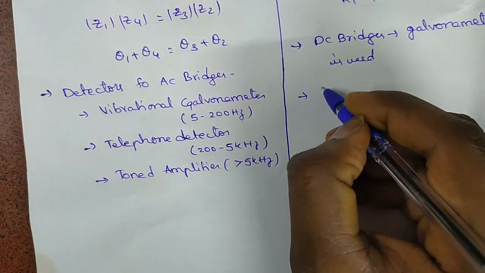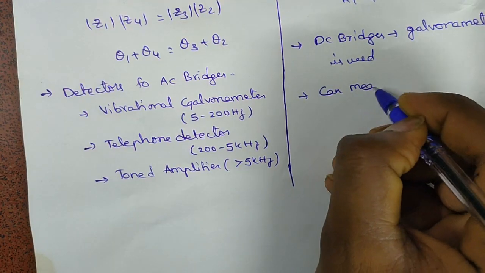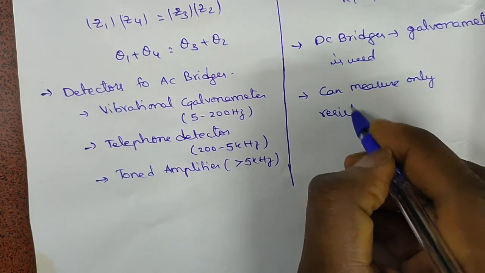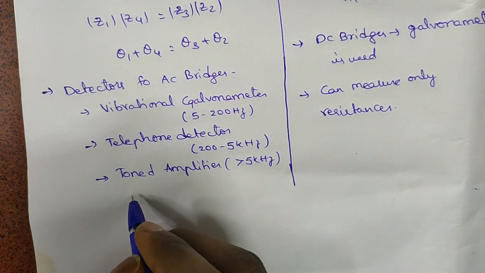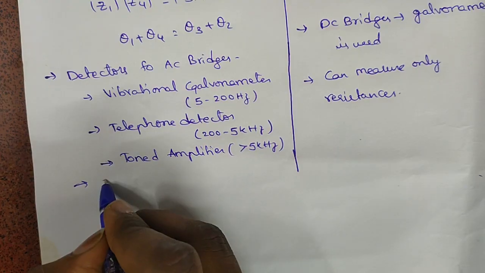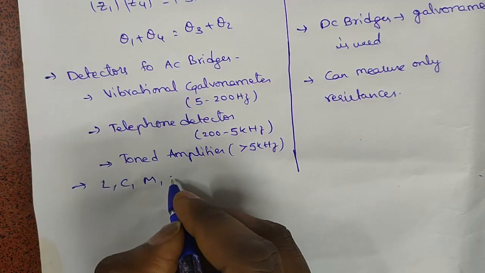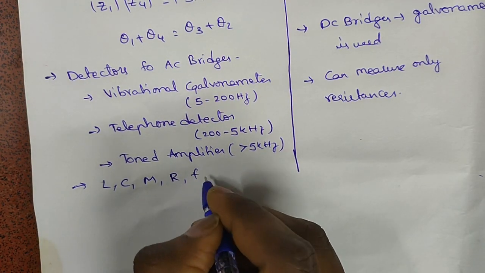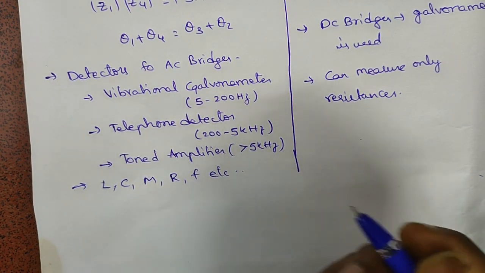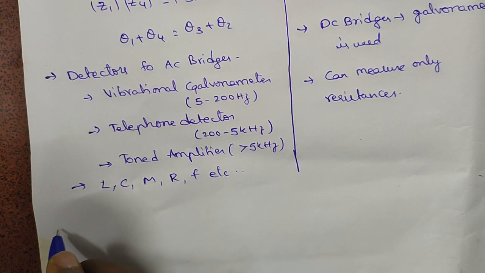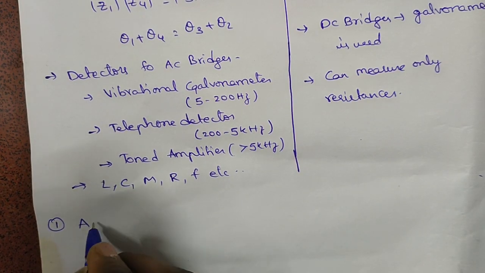DC bridges can measure only resistances. AC bridges can measure inductor, capacitor, mutual inductance, resistance and frequency, etc. Now these are the differences for AC bridges and DC bridges. Now we will be moving on to our first topic, AC bridges.